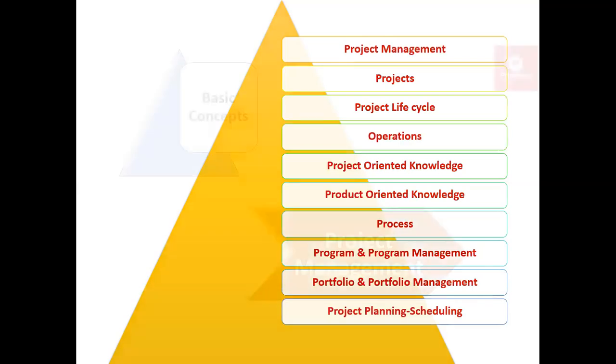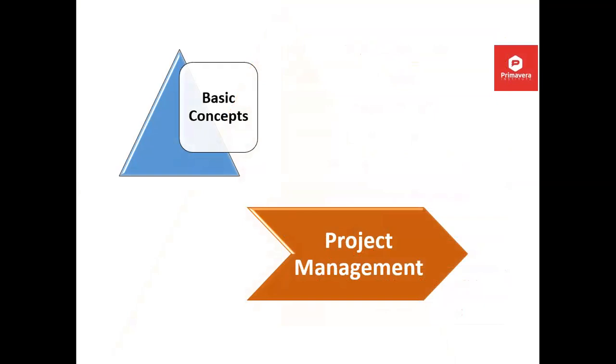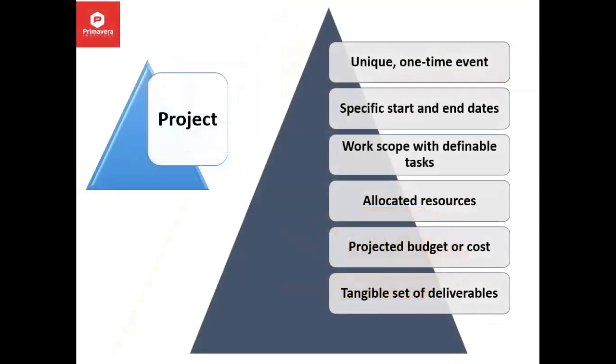Okay, so what is project management? Before understanding project management, you should focus on the first word of project management, that is project. So you should understand what the tasks, what the works, what the things are that you have to claim or define as a project. These are the properties. A project should be unique, a one time event, with specific start and end dates, a temporary duration, a work scope with definable tasks, allocated resources, a project budget or cost, and a tangible set of deliverables.